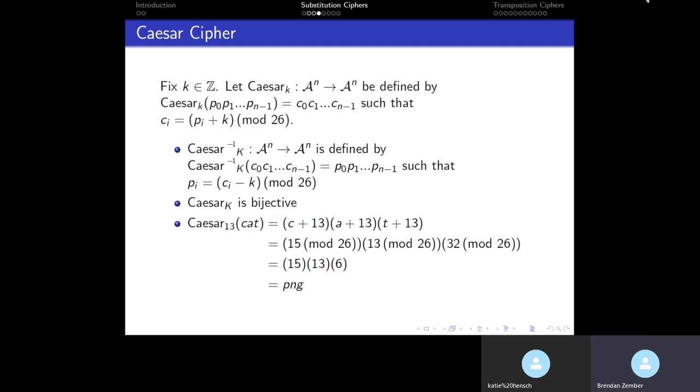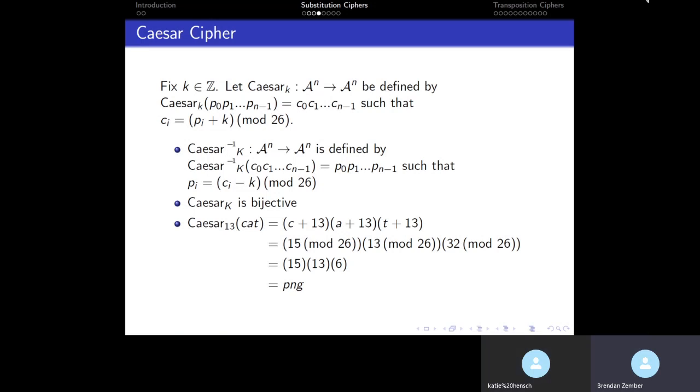We also see that this function is bijective. The proof of such is omitted. As an example, if we take the word CAT, with the Caesar cipher of key 13, we add 13 to each individual letter of the plaintext, so C plus 13, A plus 13, T plus 13, carry through on the mathematics of that to end up with 15, 13, and 6, which ends up with the letters P, N, and G. And so this is our ciphertext.